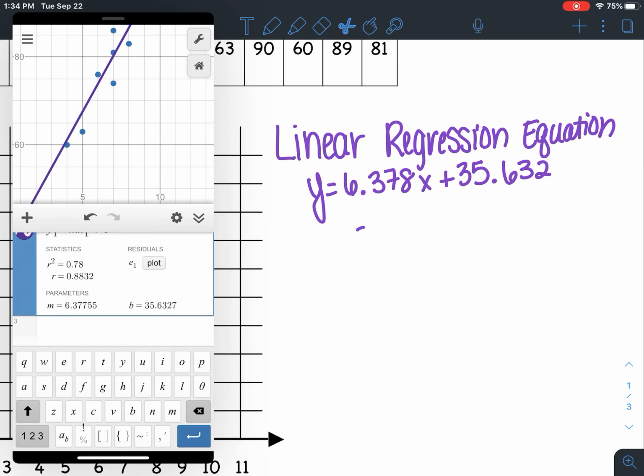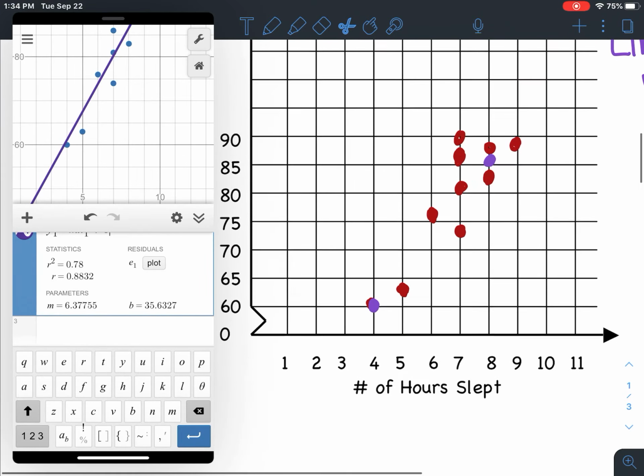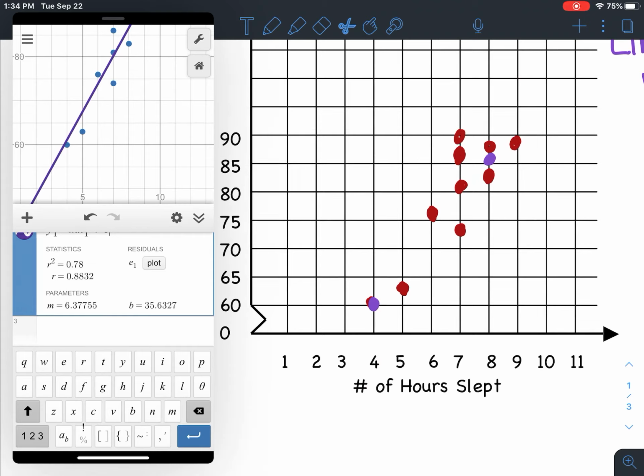Okay, so from there, I'm going to find my y-intercept. Let's see if I can draw my y-intercept. No, I cannot graph my y-intercept because the smallest value on my graph is 60. So that's not going to work.